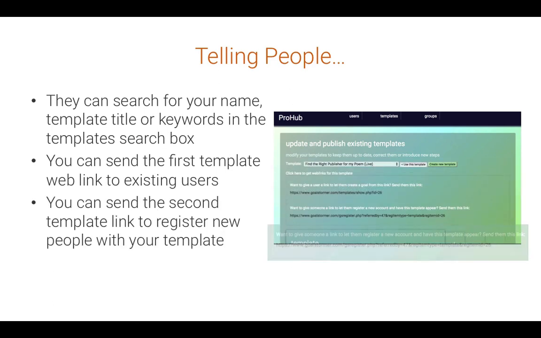Or, if people are not already users, you can send them the second link, which will register them as a new user and give them your template as well. It doesn't matter if the person's already a user and you send them the second link, GoalStormer will figure that out and just give them the template even though they're a registered user already. So that's how you take all the good work that you've done to systemize your process as a template and get people to know about it and use it.